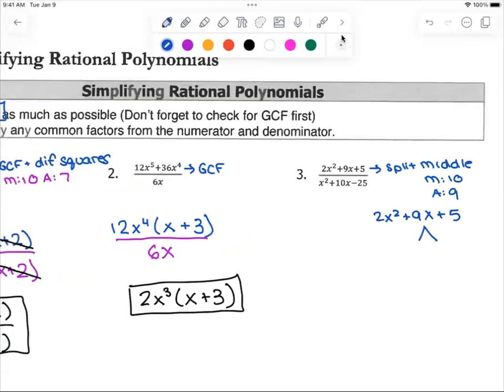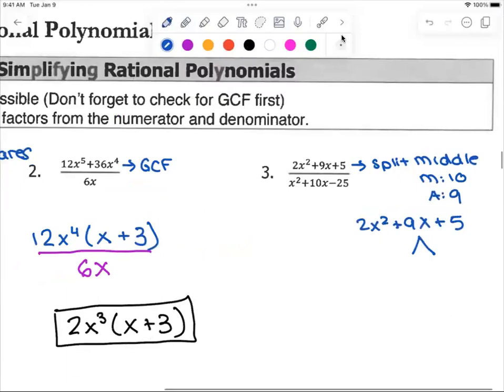oops, I have a sign error. It's going to be a minus 5. So fix that. This is a minus 5. Sorry. So it's really going to multiply to negative 10. I knew I had one error in here and I found it. Multiplies to negative 10 and adds to 9. So that is positive 10 and negative 1. So that multiplies to negative 10 and it adds to 9.